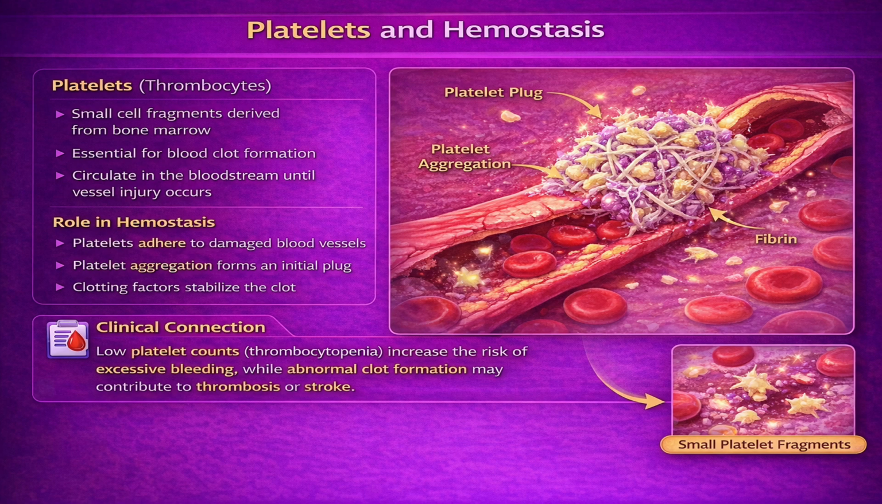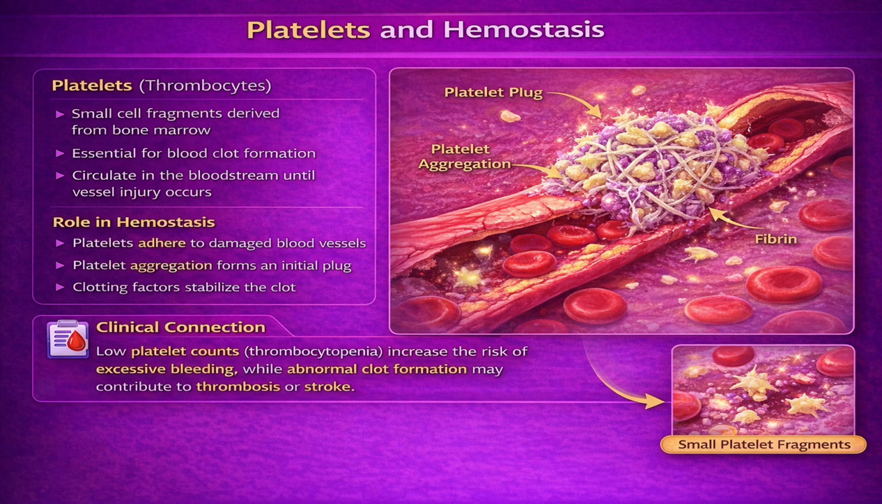When a blood vessel becomes damaged, platelets are among the first components of blood to respond. They rapidly adhere to the exposed surface of the injured vessel wall and begin to stick to one another in a process known as platelet aggregation. This aggregation forms an initial platelet plug, which temporarily seals the damaged vessel.